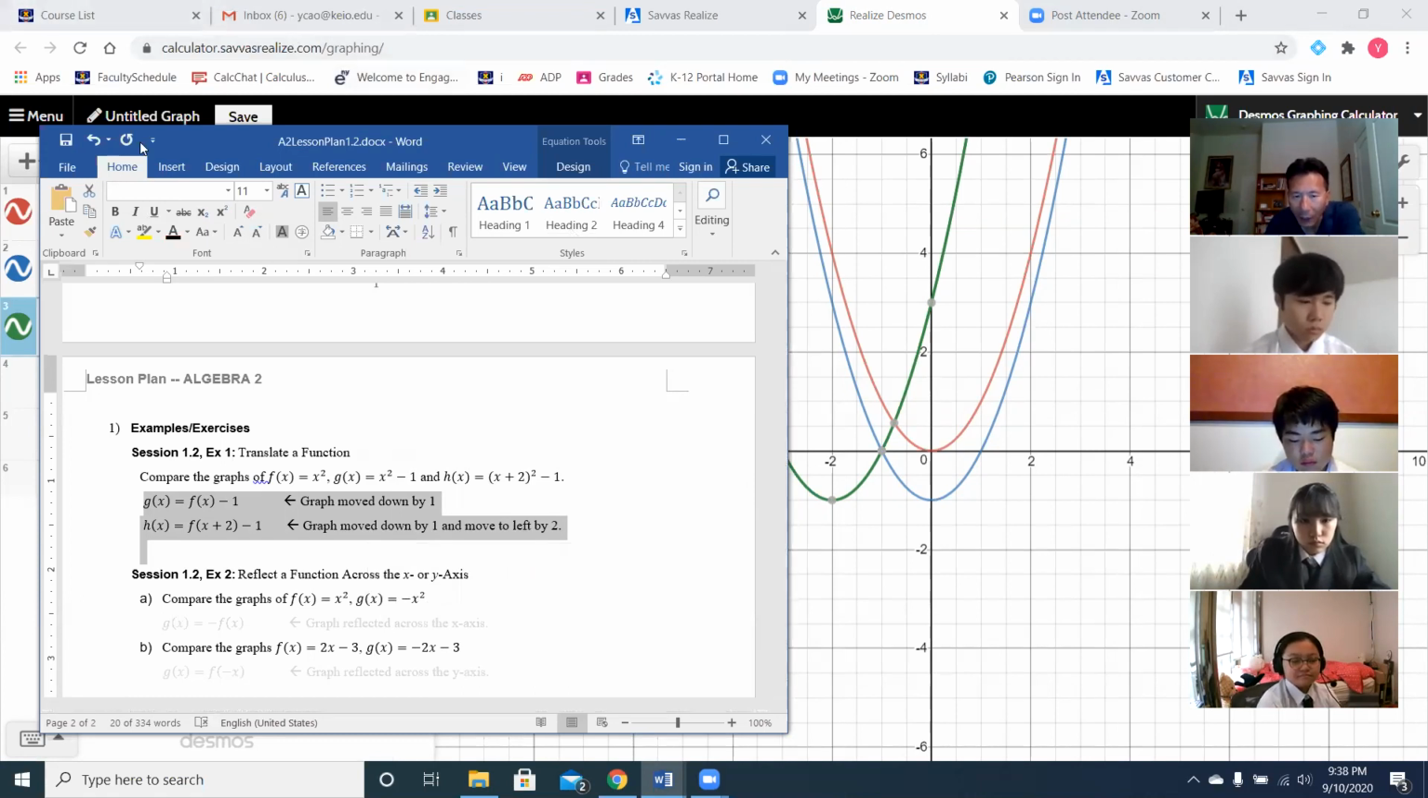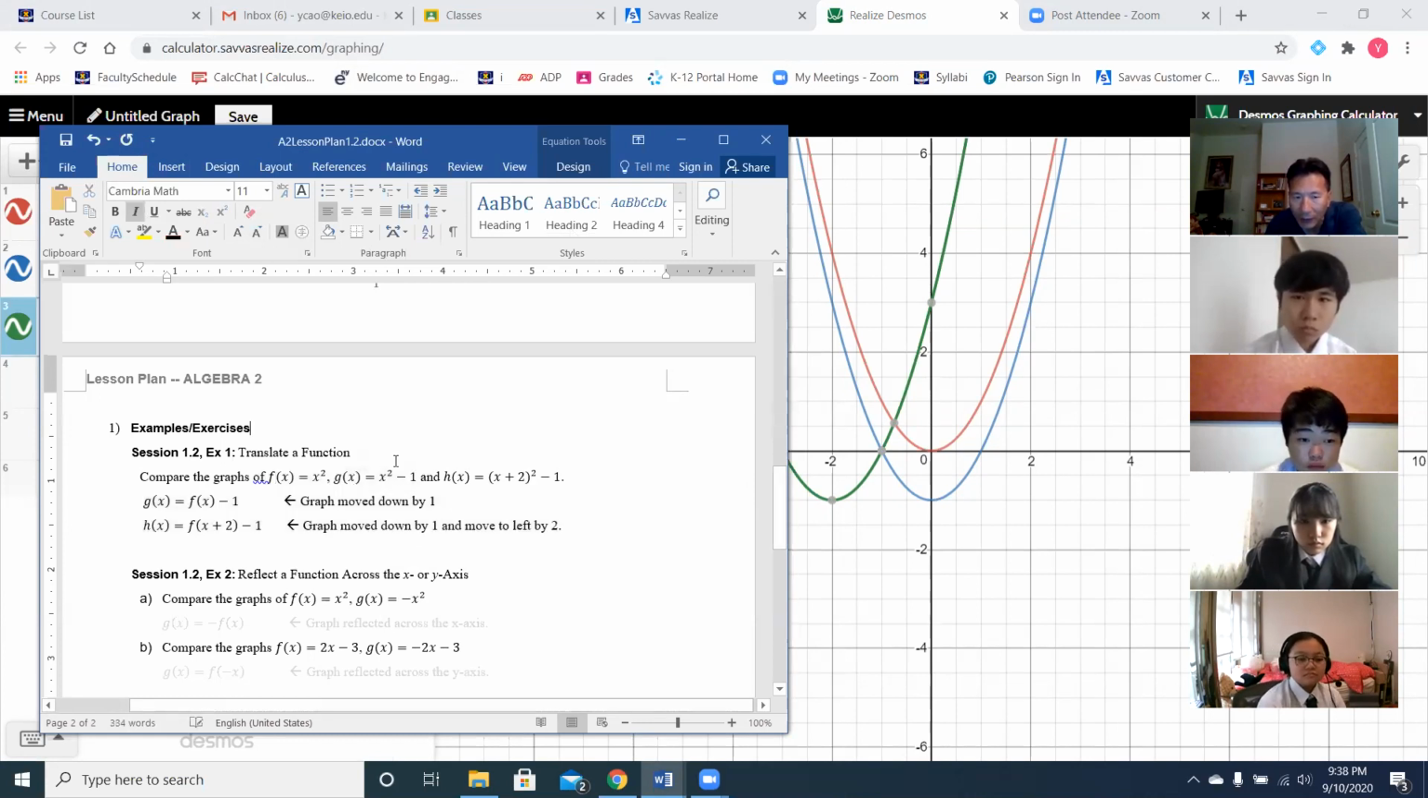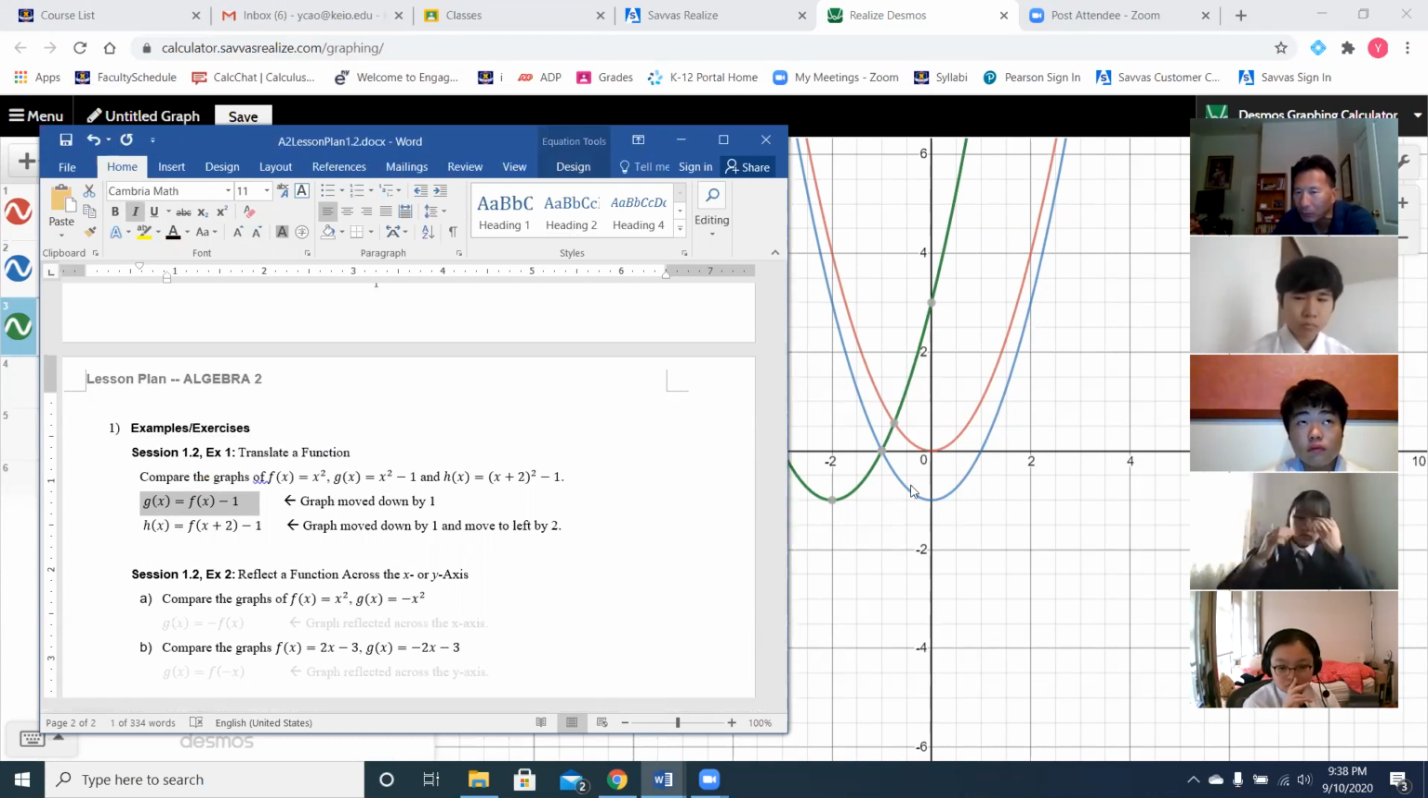Look at it here. The first one is f(x) = x squared. The second one is g(x) = x squared minus 1. So basically, what's the relation between g(x) and f(x)? g(x) = f(x) minus 1. So graph-wise, the graph moved down by 1 unit. You got the blue one.